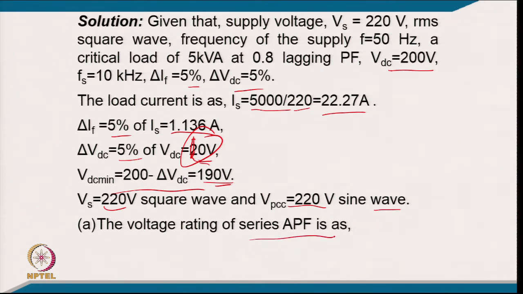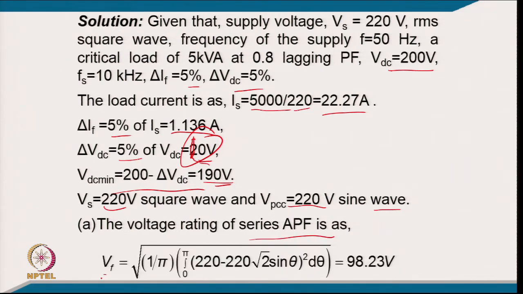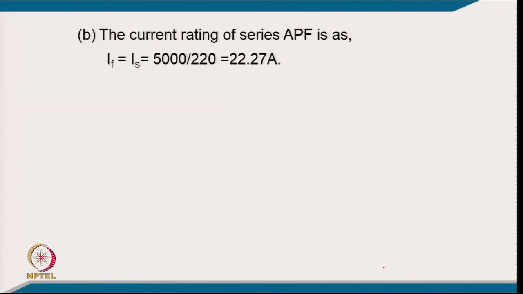The voltage rating of the series filter is the RMS voltage of the difference. We can calculate the RMS voltage of the series active filter as 2 upon 2 pi, integrated from 0 to pi, because it is symmetric so we can take half, of 220 minus 220 into root 2 sine theta, squared, d theta. It comes to 98.23 volt. That is the RMS voltage we have to inject from the series active filter, and the current rating of the series filter is the same as your load current rating.